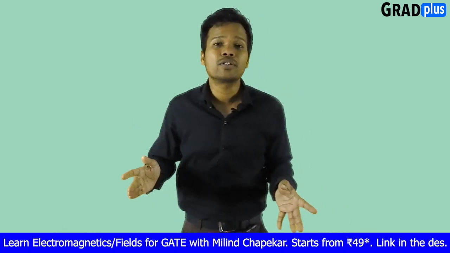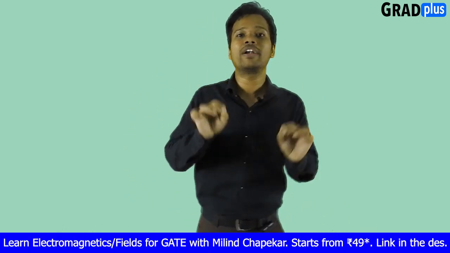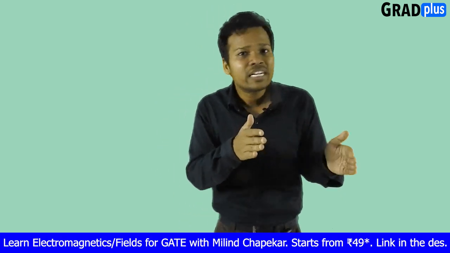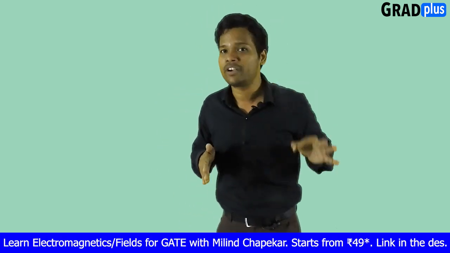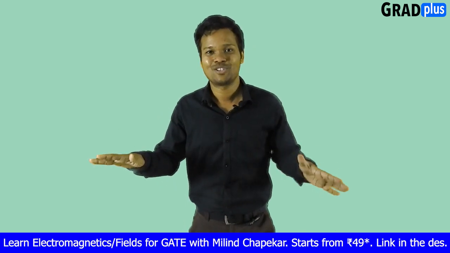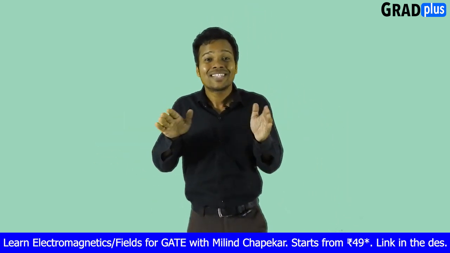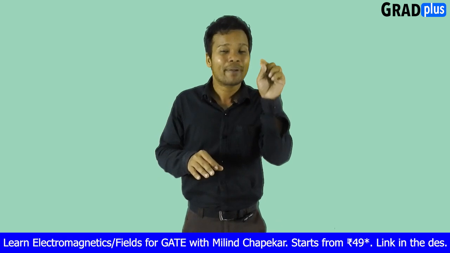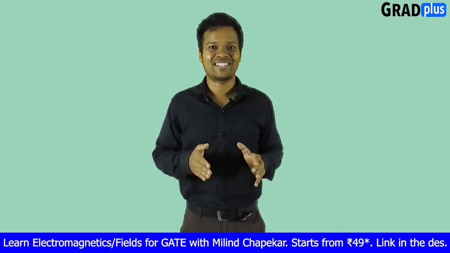Cylindrical coordinate system is one of the basic coordinate systems that you study in your electromagnetics. In cylindrical coordinate system, the point is represented by three coordinates: rho, phi and z. So in this video, let us see what could be the phi coordinate of any point which is present on the z-axis.